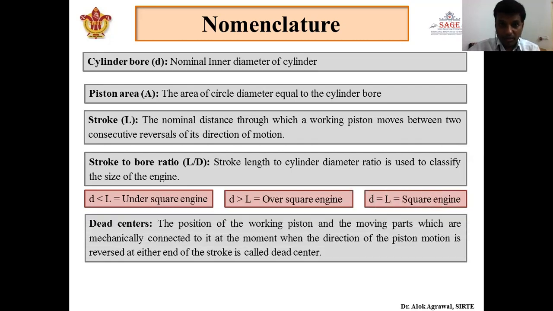Again, an important term is dead center. Dead center means the point from where the piston changes its direction. When the piston is moving up and suddenly reverses its direction from up to down, that is called top dead center. And when the piston is moving down and reverses its direction from down to up, we call it bottom dead center. So there are two types of dead center, top dead center and bottom dead center, and it is the point from where the piston reverses direction during the completion of the stroke.